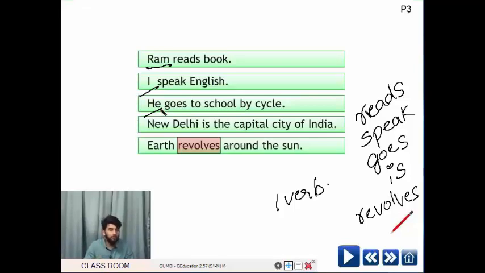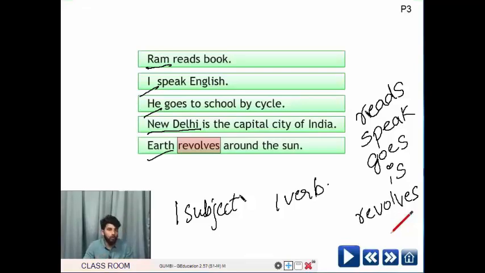New Delhi is the capital city of India. Which is the subject here? Yes, very good, children. New Delhi. And the last sentence: Earth revolves around the sun. Which is the subject here? Very good. Earth. So in each of these sentences you could find one subject, and only one verb.